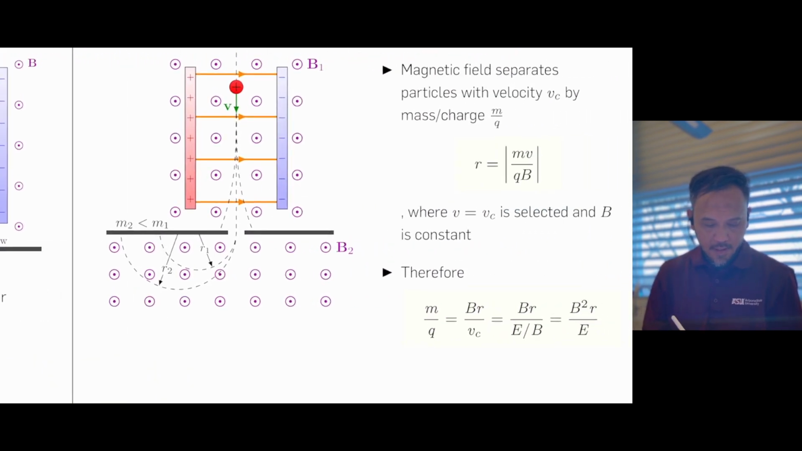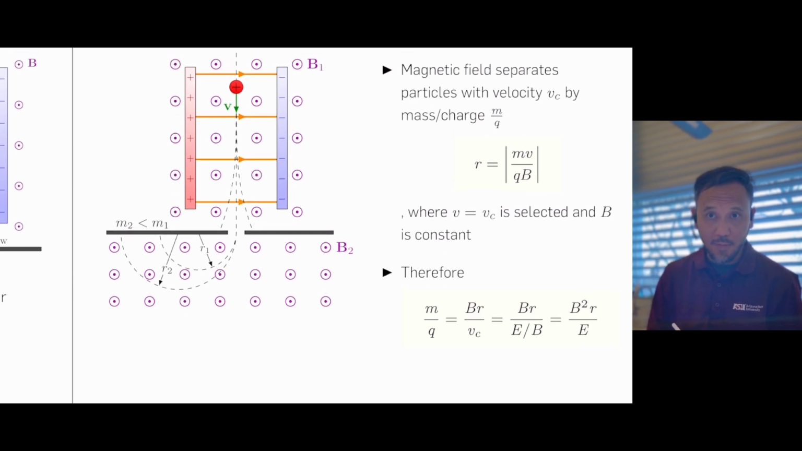And then after the velocity filter, we know the magnitude of the velocity. Because we know the magnitude of the velocity, then we can determine mass per charge. Okay, and I think we didn't do this derivation in the review session, but this one is basically a one-step derivation. Let me do it really quickly for you.